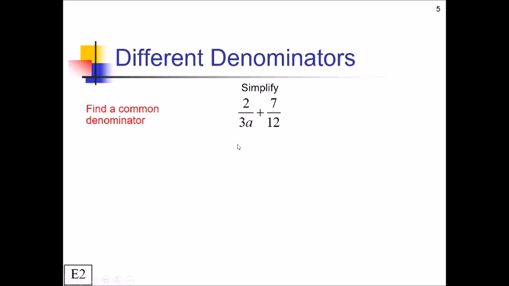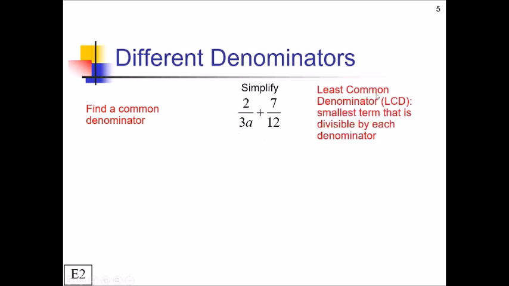So the best denominator to find is what we call the least common denominator, or the LCD. This is the smallest term that's divisible by each of those denominators. So pause the video for a second, see if you can figure out the LCD, the smallest thing that 3a and 12 are both divisible into. All right, do you think you have it?